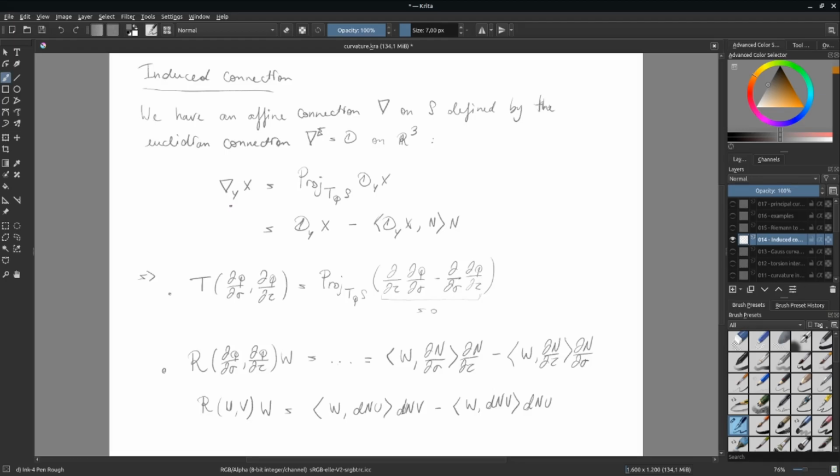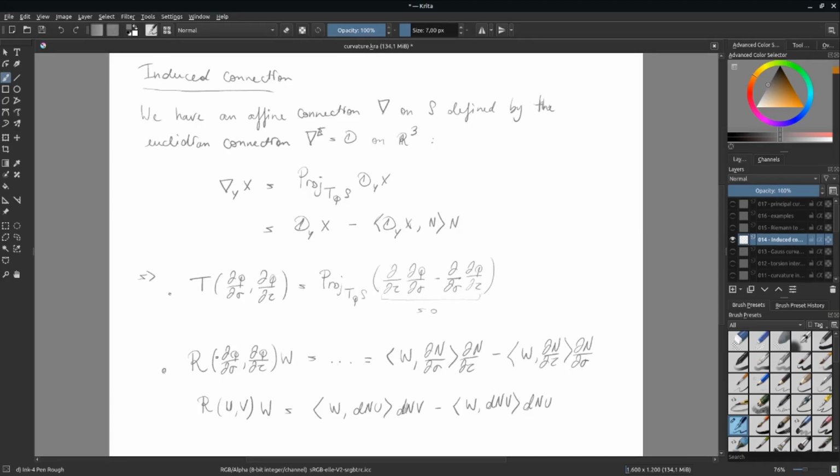So we say that the covariant derivative of vector field x along vector field y is going to be the projection on the tangent space at P of S of the derivative, which is here simply the directional derivative of vector field x alongside vector field y. And because we have the normal vector, we can express it as this. Okay, so far so good.